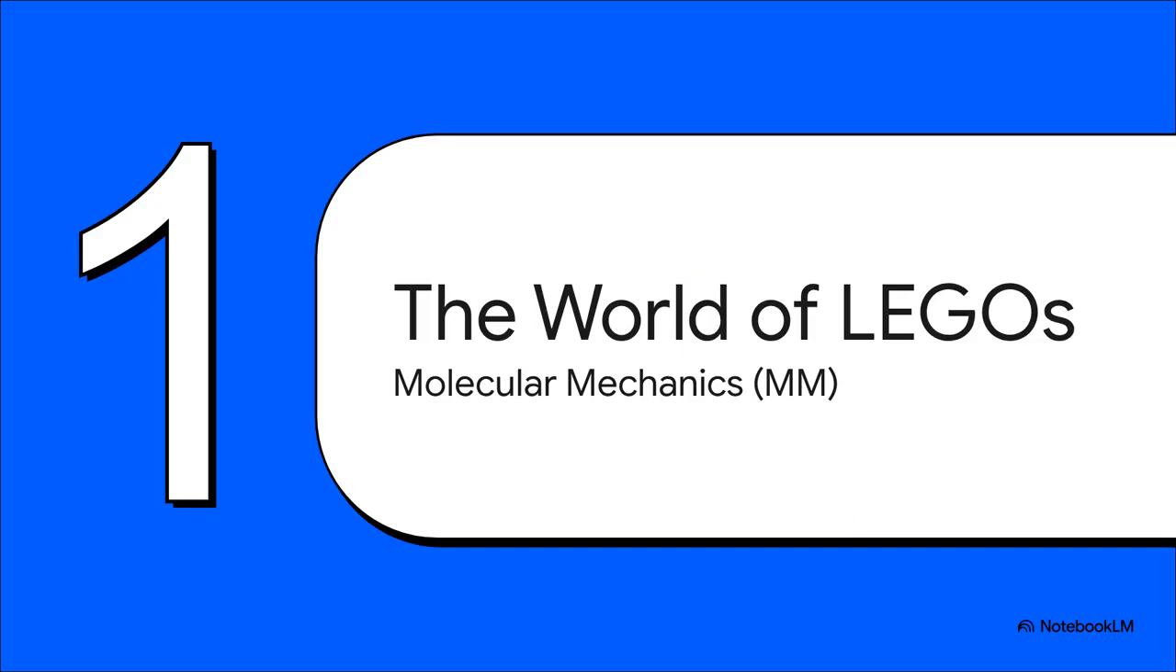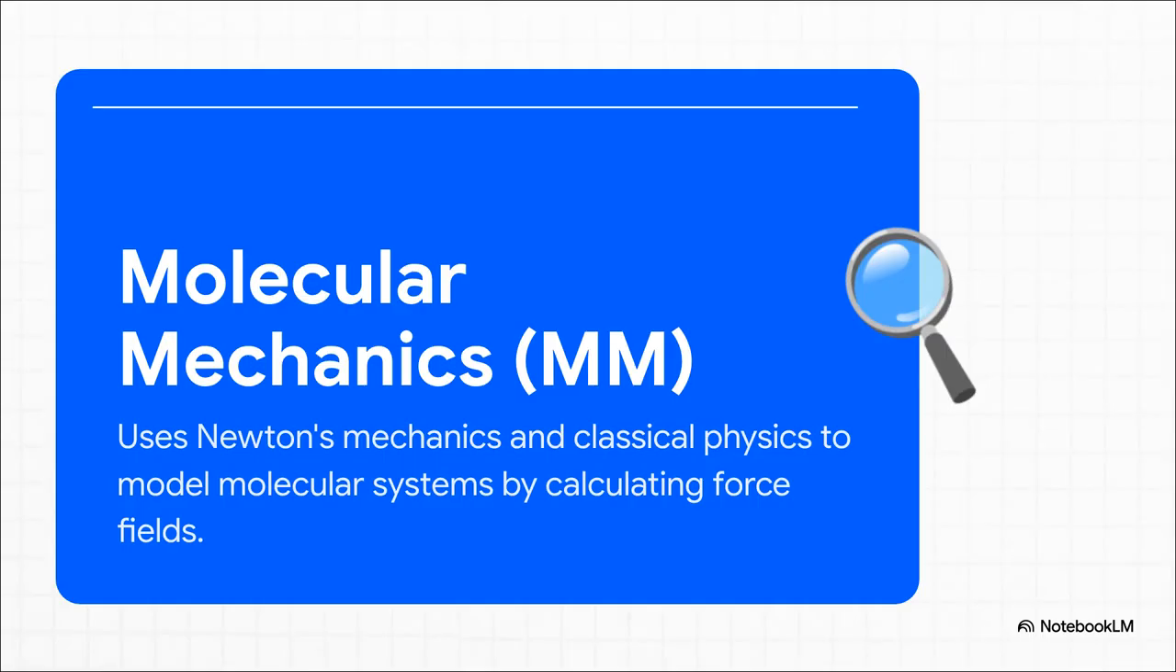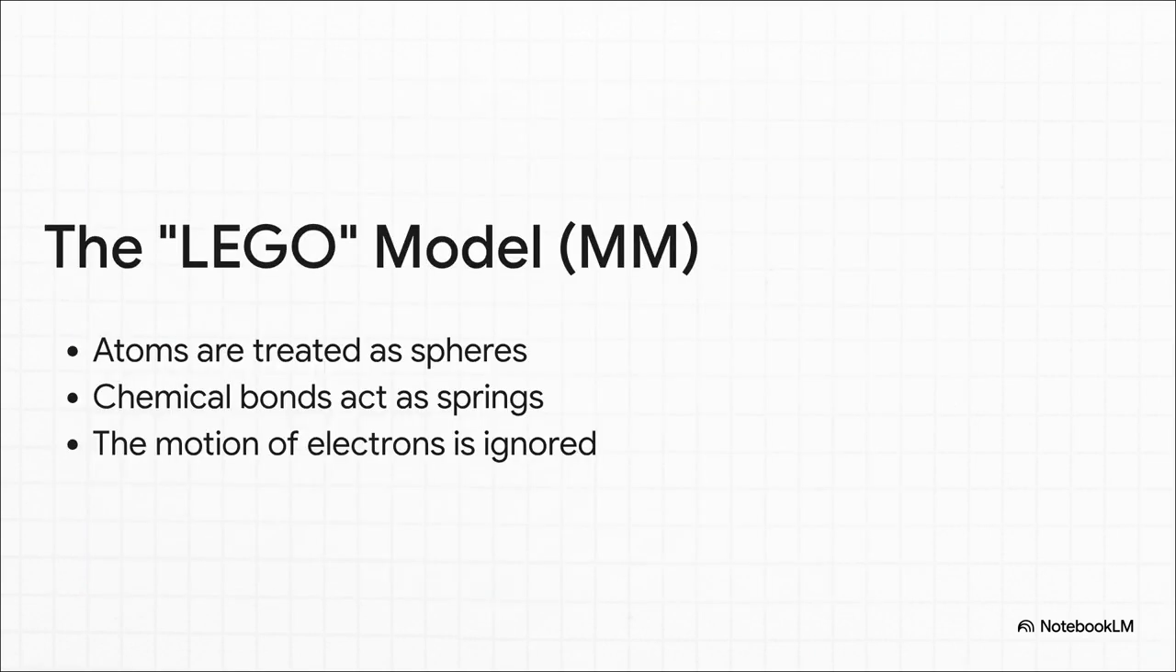Honestly, the easiest way to get your head around this is to just imagine you're building with Legos. It's fast, it's efficient, and you're just following a set of pretty simple, predictable rules. This Lego world has a formal name. It's called molecular mechanics, or just MM for short. And it's built entirely on the physics of guys like Isaac Newton, classical mechanics. It figures out the forces between atoms using rules we can all kind of wrap our heads around, like gravity and springs. And the whole model works because it keeps things really, really simple.